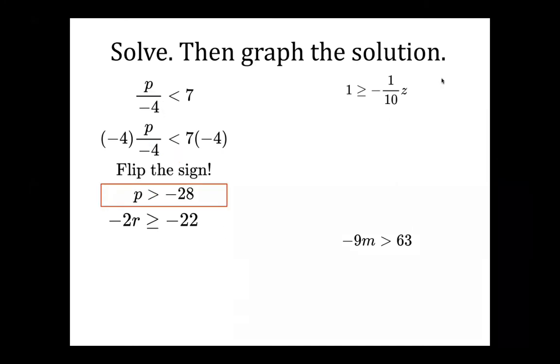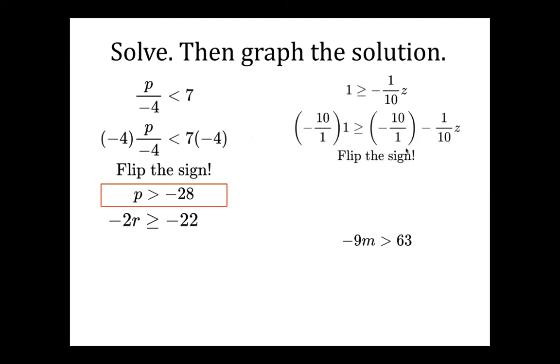Here is our next example. We have 1 is greater than or equal to -1/10 z. What is keeping z from being isolated is this multiplication of -1/10. So we're going to undo that by multiplying by the reciprocal, since we are multiplying by a fraction. So the reciprocal is just the fraction flipped around. -1/10 flipped around would just equal -10 over 1.